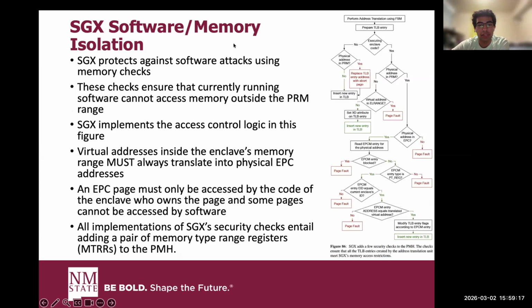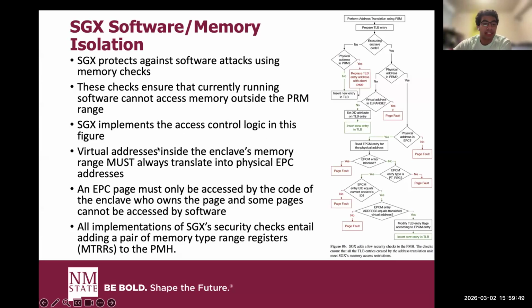We can see here that one of the things that it hinges on is, of course, that it must be executing within the enclave code. Then, does it have a physical address in the PRM? I'm tracing down the right side of the branches as well. And this is where we see yes. And here is the big one. Is the physical address in the EPC? If not, it'll throw a page fault. And if yes, it'll continue reading forward. So virtual addresses inside the enclave's memory range must always translate into physical EPC addresses. Otherwise, it just will throw a page fault.